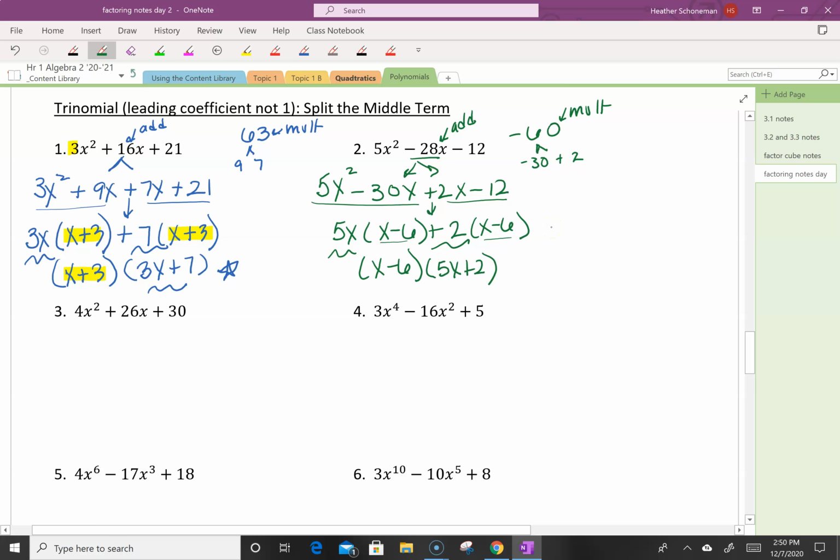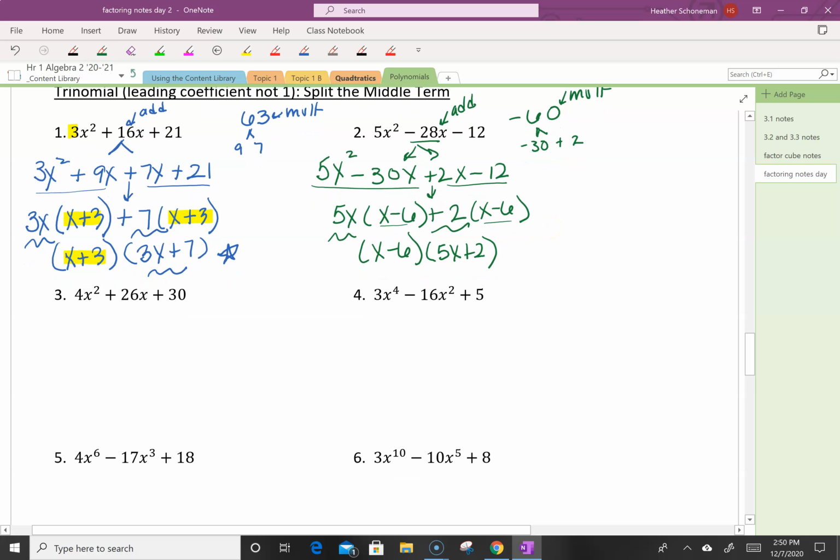All right, let's try this again on number 3. On number 3, we're looking first for a greatest common factor. Do we have one? Yes. So we want to take out the greatest common factor first. If you don't take out the greatest common factor, then your final answer will not be completely factored and you'll have more work to do at the end. So I'm going to take out the 2. The other advantage is it makes your numbers a lot smaller and easier to work with. So I'm going to take out the 2, and that leaves me with 2x squared plus 13x plus 15.